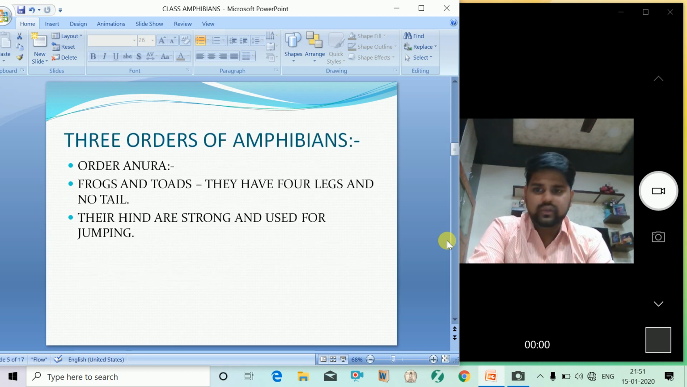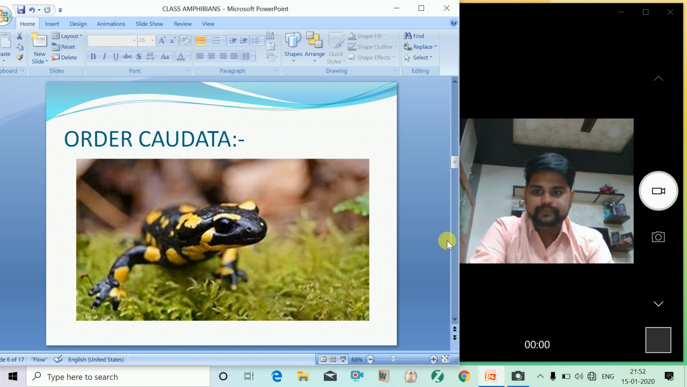So, there are three orders of amphibians. Order Anura, which includes frogs and toads. They are four-legged and have no tails. We all know the frogs. Their hind legs are strong and used for jumping.